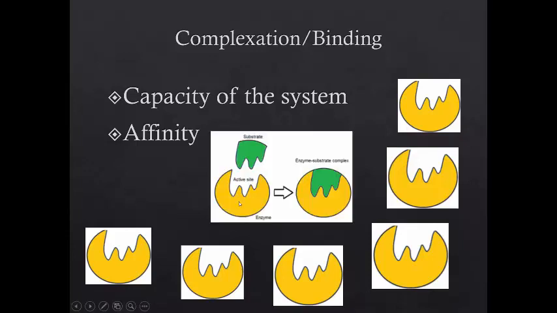So this is where we have our substrate. How attracted is it to these sites that we have available? So the more sites we have available and the more attracted it is, the more binding we're going to have. And this is what really determines how much binding you have, is the capacity of the system and the affinity of the system.